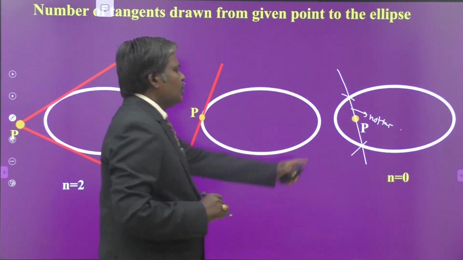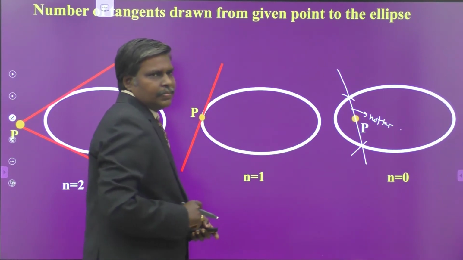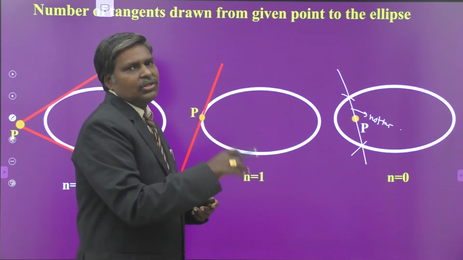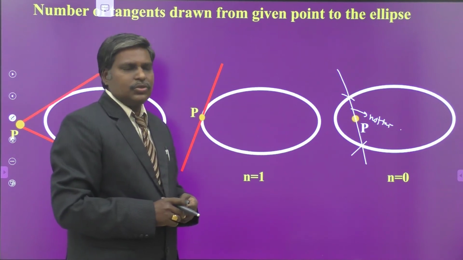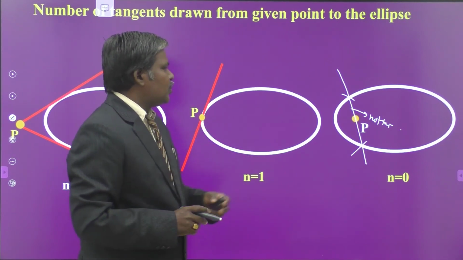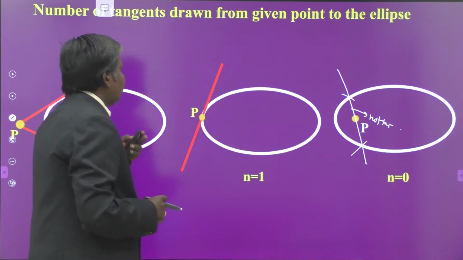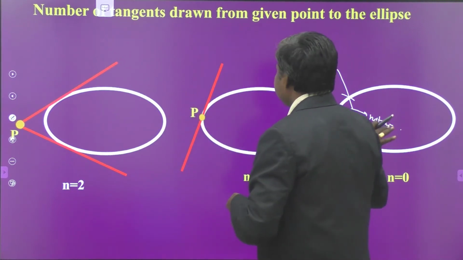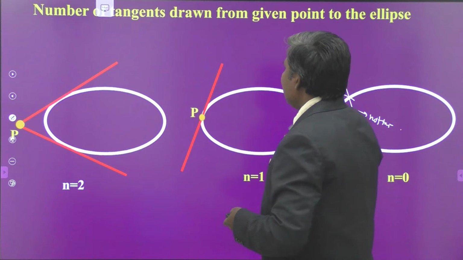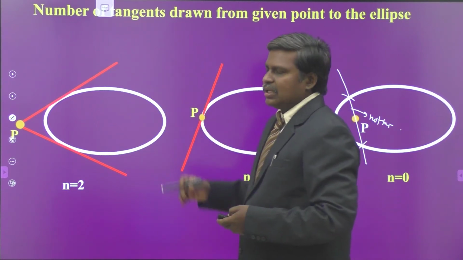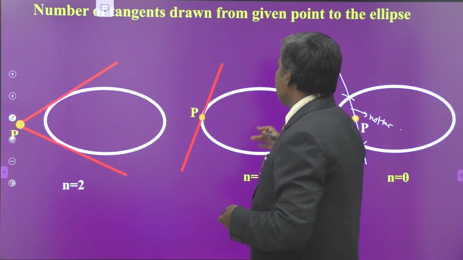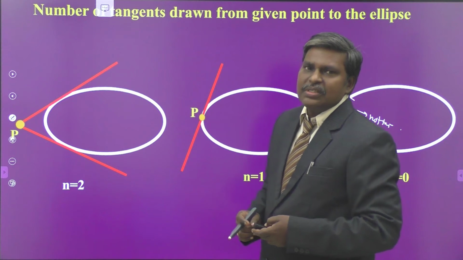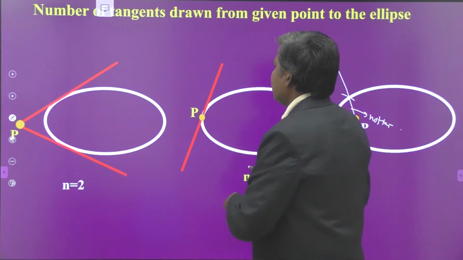This is n equal to 0. This is your point P, which is inside. Suppose the center is also a point which is inside of the ellipse. There is no tangent drawn to that point. Similarly for focus also. Understand? These are three possibilities for number of tangents drawn from given point to the ellipse. Understand? Now, theoretically, how to obtain the number of tangents drawn from an external point, for a point which is on the ellipse 1, and if your point is inside of the ellipse, the number of tangents is 0. Let us see.